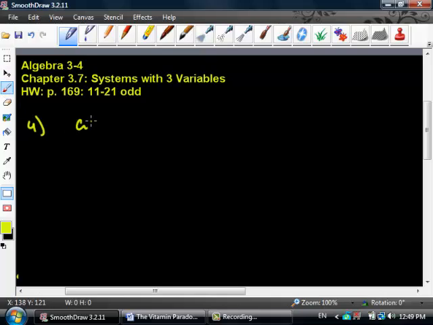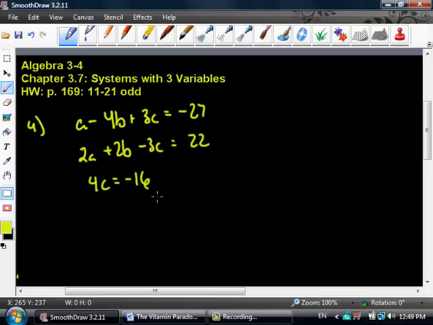A minus 4b plus 3c equals negative 27. 2a plus 2b minus 3c equals 22. And then 4c equals negative 16. Okay. This one is, believe it or not, easier than the rest, even though it looks a little harder. What's one variable that we can automatically solve for? C, right? We can get rid of c right away, so we can say c equals negative 4. Just put that in the top corner right there.